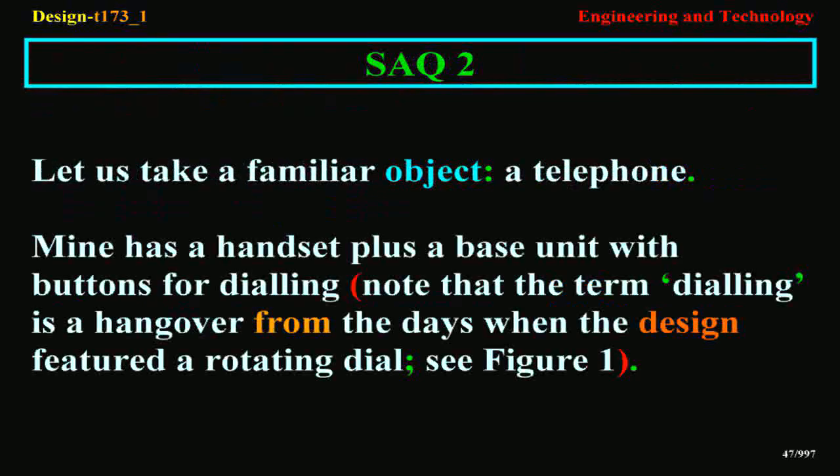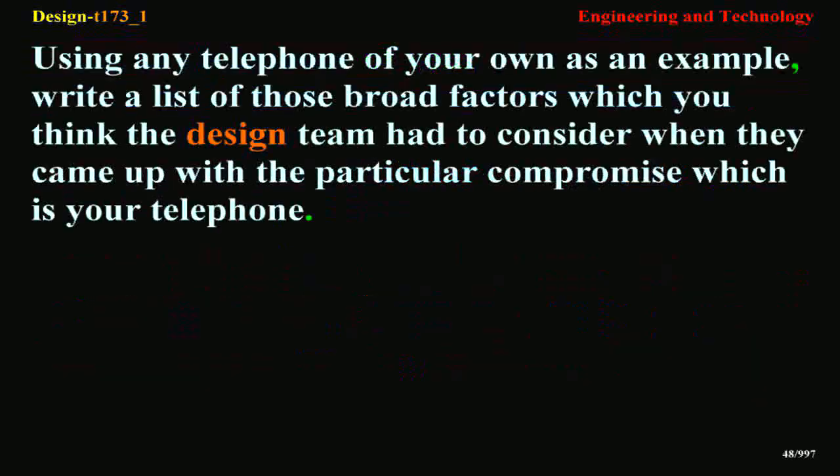Task 2. Let us take a familiar object: a telephone. Mine has a handset plus a base unit with buttons for dialing. Note that the term dialing is a hangover from the days when the design featured a rotating dial. See Figure 1. Using any telephone of your own as an example, write a list of those broad factors which you think the design team had to consider when they came up with a particular compromise, which is your telephone.